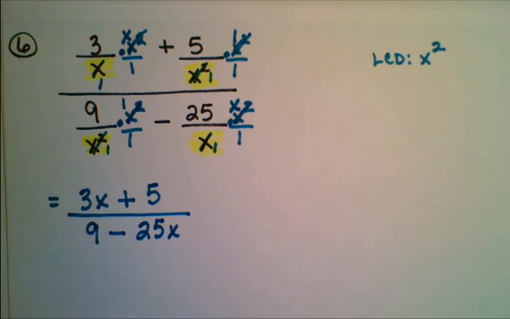And there we go. There's nothing that we can do here. 3x plus 5, there's no GCF for that. It can't be factored out. And then we have 9 minus 25x. There's no GCF. That cannot be factored out. So we're finished with this solution. 3x plus 5 all over 9 minus 25x.